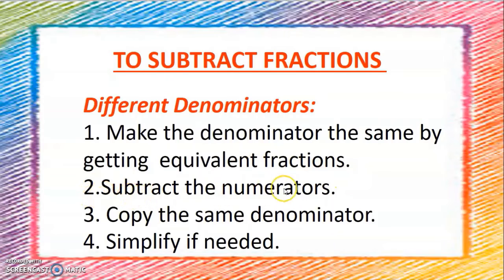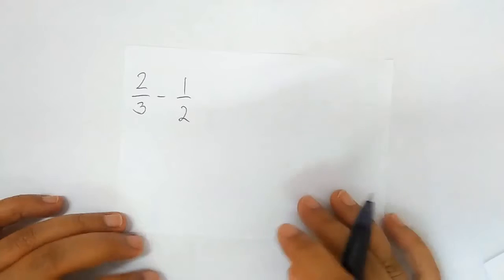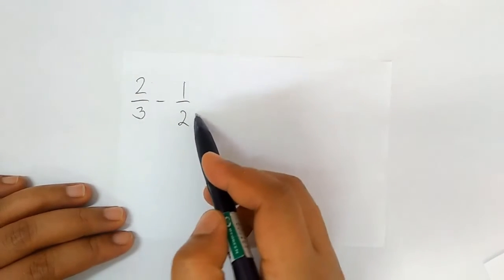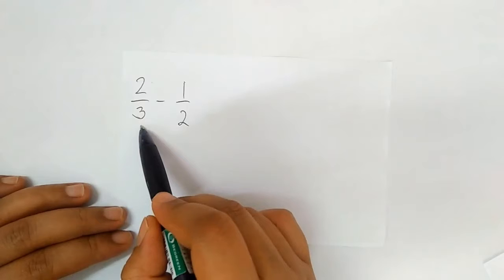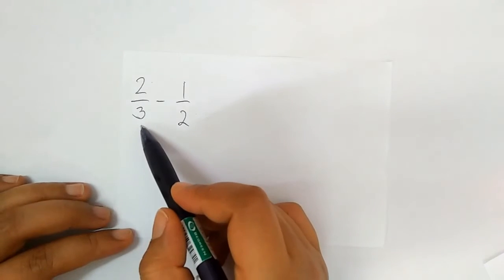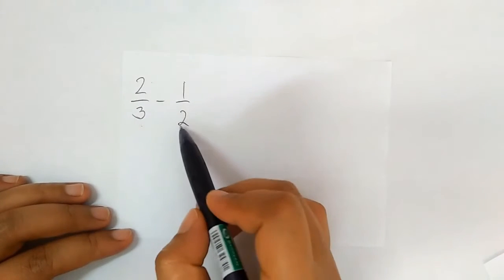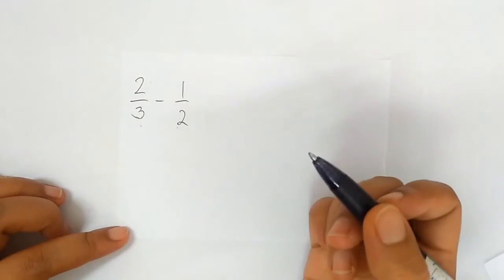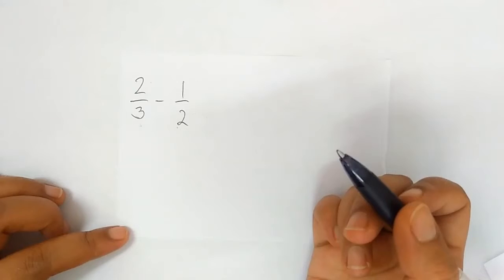To subtract fractions with different denominators, first, make the denominators the same by getting equivalent fractions. Second, subtract the numerators. Third, copy the same denominator, then simplify if needed. For example, we're going to subtract 2/3 minus 1/2. Can 2 become 3? No, it cannot. We cannot multiply any number into 2 so that it will become 3. In this case, what we're going to do is find the least common multiple.